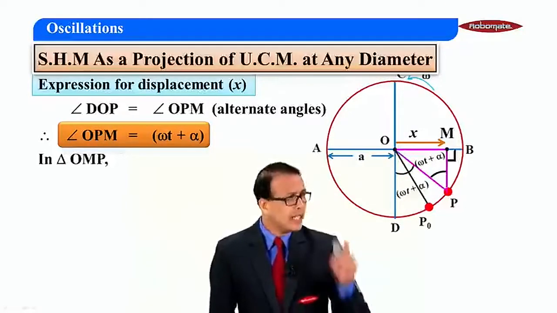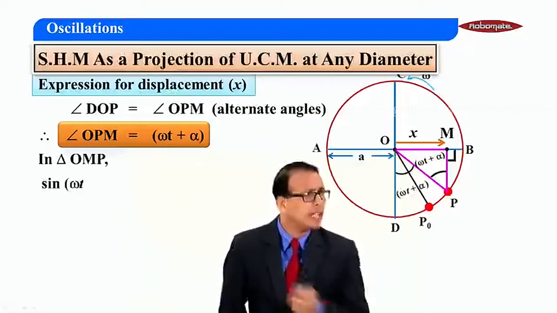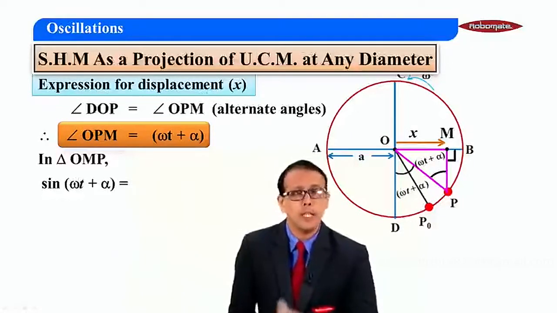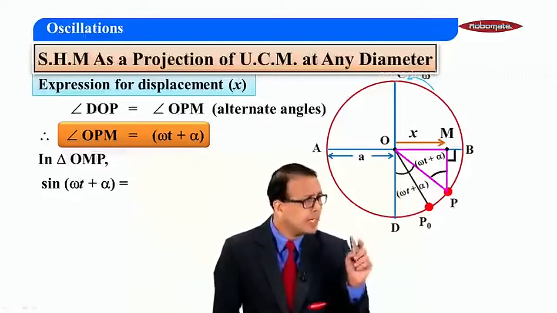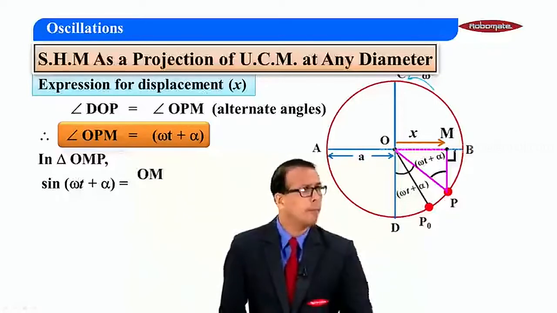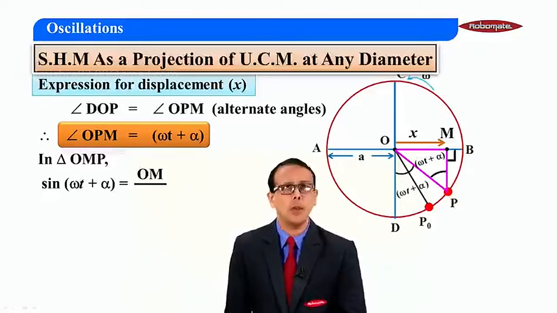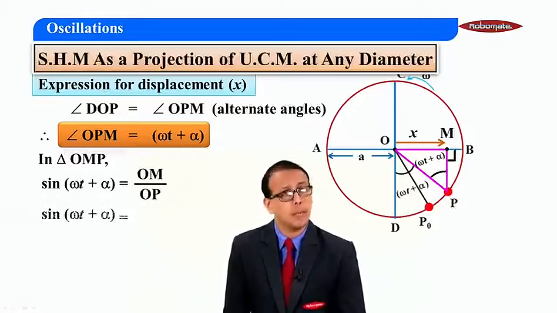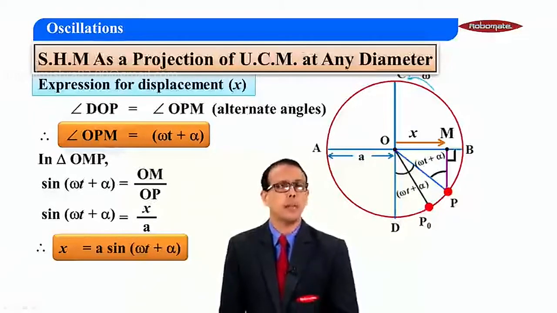Now, let's consider that right angle triangle OMP. Students, can I write sine of that angle? Yes, what is sine? Definition: sine of an angle is opposite side upon hypotenuse. Now look at the diagram. Can I say opposite is OM? Whereas the hypotenuse in the diagram is, students, yes, it is OP. OM is x and OP is nothing but the radius of the circle, that is A, and hence students x is equal to, yes, it is A sine (omega t plus alpha).